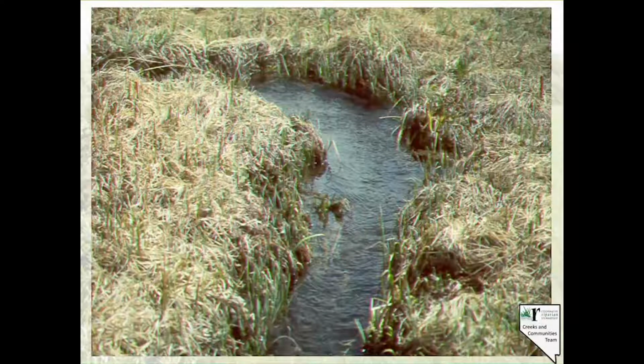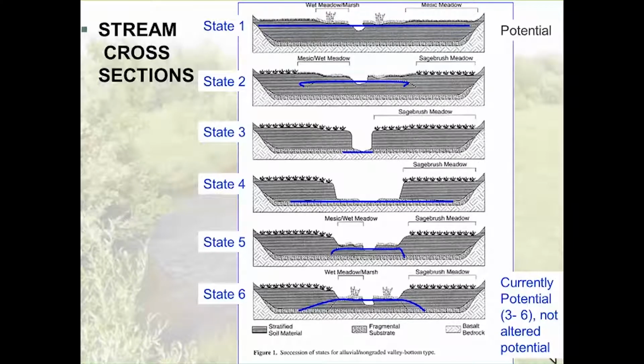So here's just a quick example of a small stream that's in proper functioning condition. We've got stabilizing vegetation up to the edge of the bank. We've got a relatively narrow channel, deep, clear water. We don't see any erosion. And that fits into this idea of a stream channel evolution model.